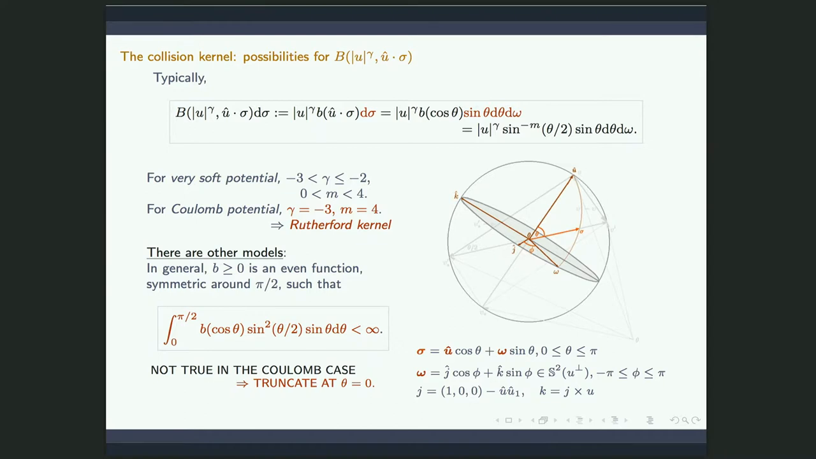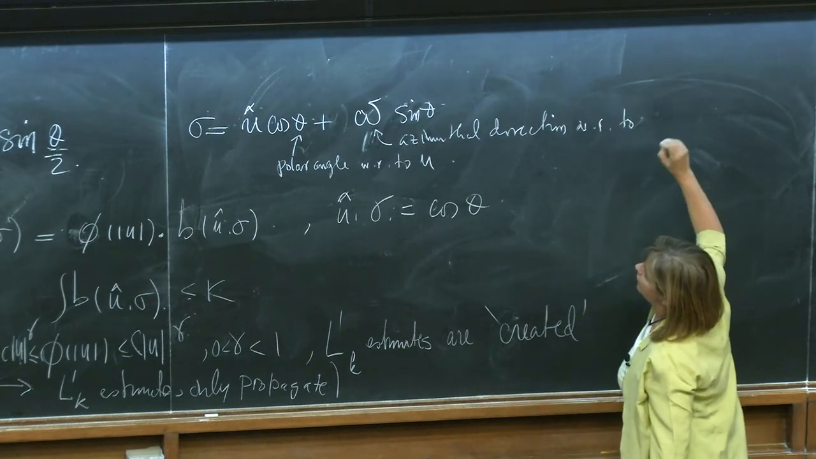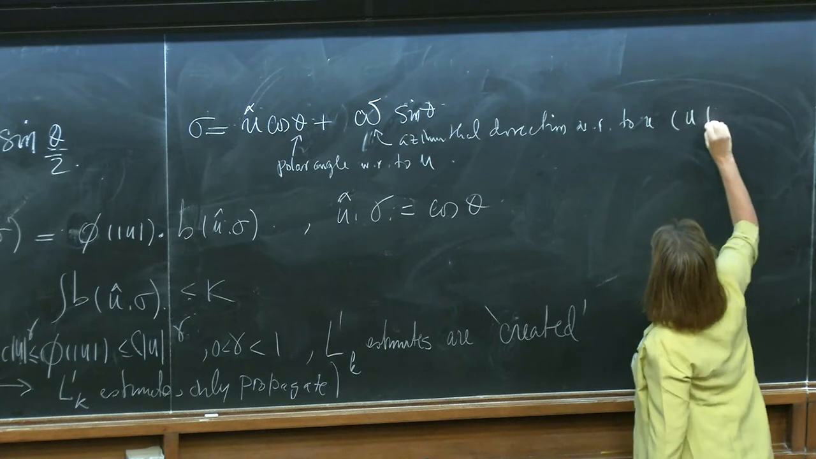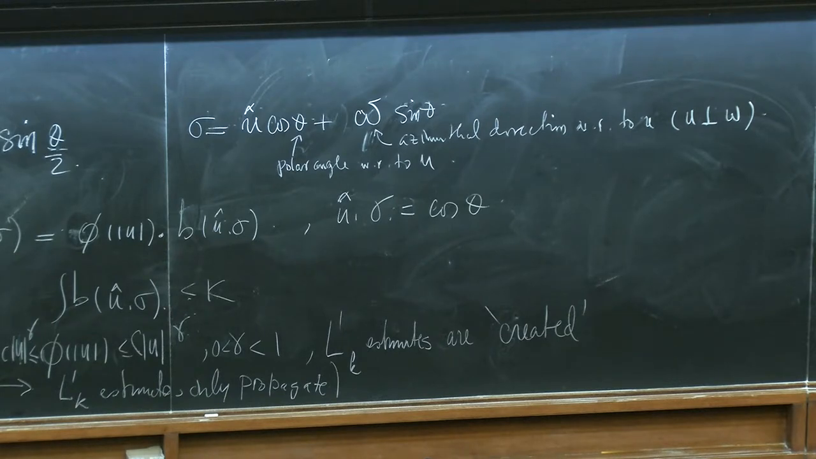But then you have another direction, which is my azimuthal direction with respect to the polar. So you may think that this is the polar angle with respect to u, and this is then the azimuthal direction with respect to u. And that means that u is orthogonal to omega. And so this is a local configuration, because you have the interaction, and you look at what happens with u at that point, with the letter u, right? And then you have to think of that frame.